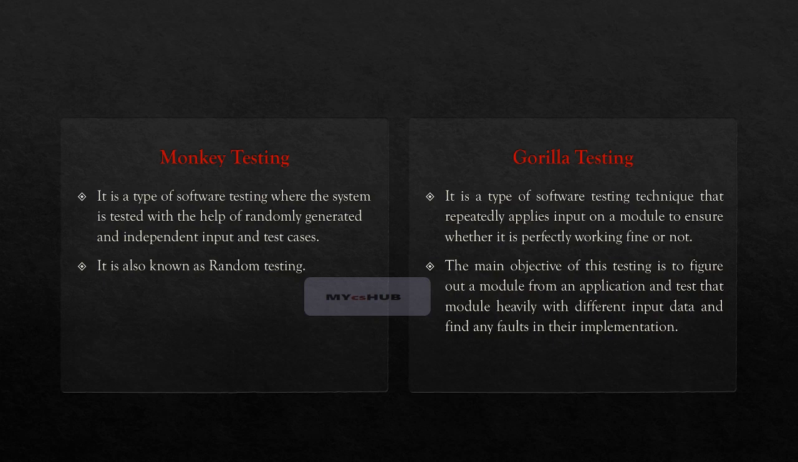So as we already discussed, as a QA engineer, we figure out a particular module from an application and we test it with randomly generated input values for that particular module to validate whether it is working perfectly fine or not. So this is known as gorilla testing.